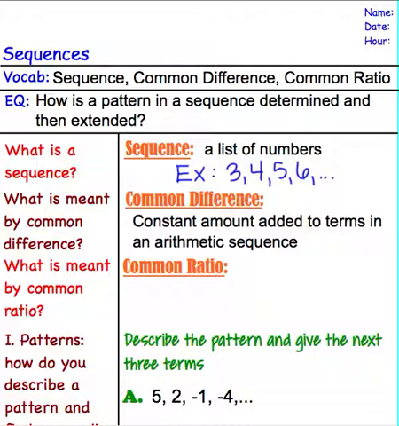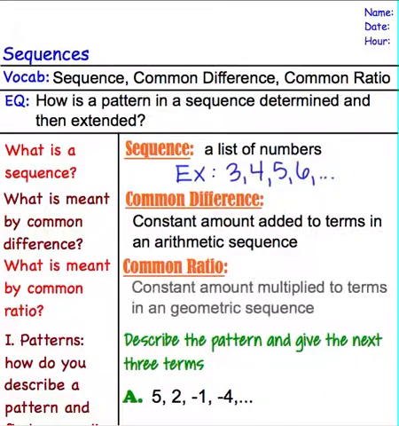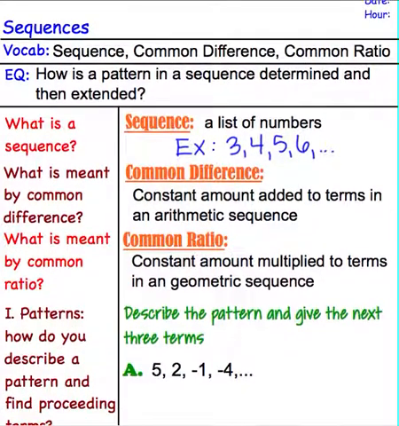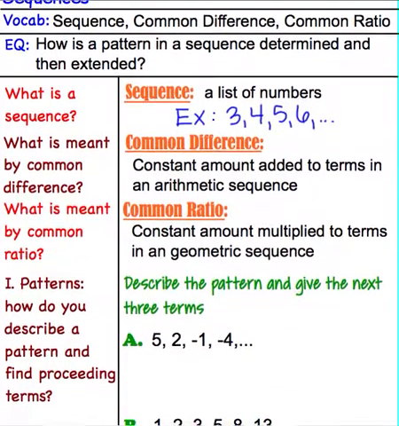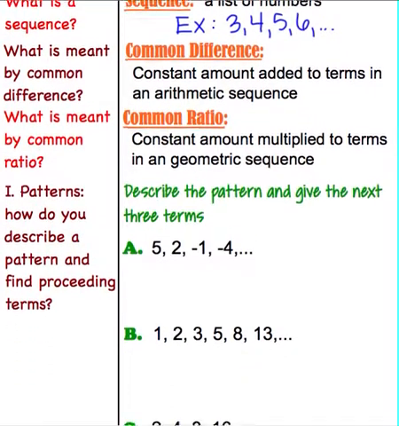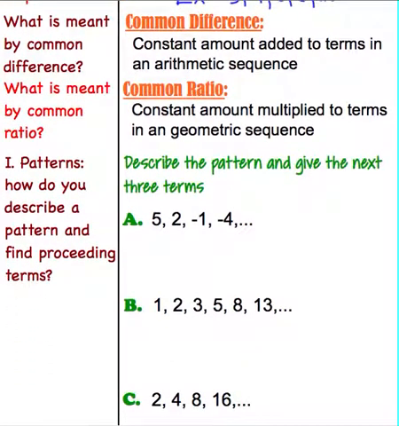Now on the other hand, they might not always be added. Sometimes we might have a constant ratio, which is a constant amount that is multiplied to terms, and in that case it wouldn't be an arithmetic sequence, it would be a geometric sequence. So the first thing we're going to take a look at is patterns. Please feel free to pause this at any given time so you can get information down. So let's look at these first couple of examples. We need to describe the pattern and give the next 3 terms.